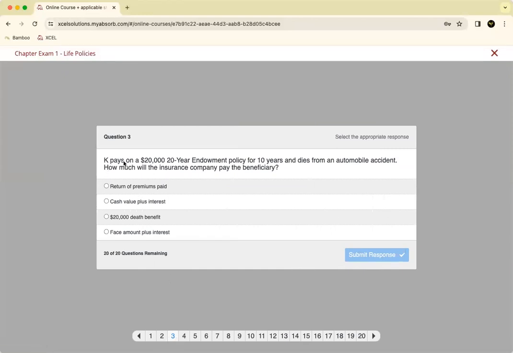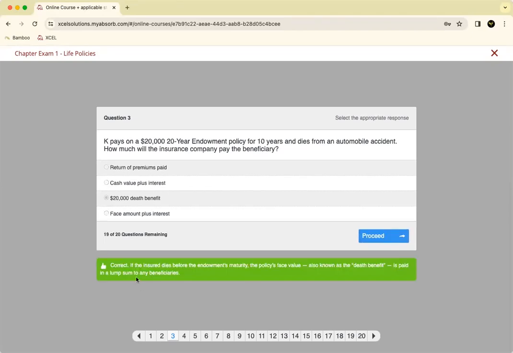Okay, perfect. Kay pays on a $20,000 20-year endowment policy for 10 years and dies from an automobile accident. How much will the insurance company pay the beneficiary? Okay, 20,000, 20-year, for 10 years and dies. I'm going to say it's the 20,000. It's a death benefit. Correct. If the insured dies before the endowment's maturity, the policy's face value, also known as death benefit, is paid in a lump sum to any beneficiary.